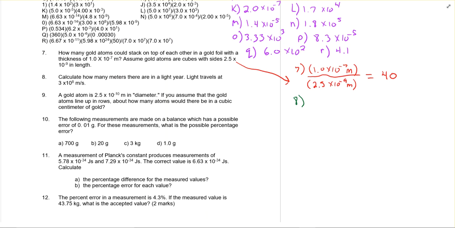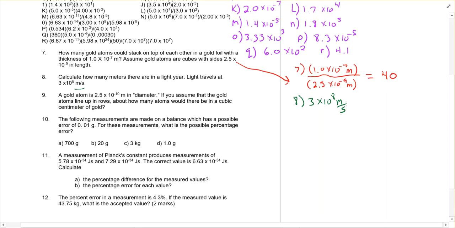Okay, so there's your answer for number 7. Number 8, I just want to help you get through this one. It says calculate how many meters there are in a light year, and that light travels at 3 times 10 to the 8 meters per second. So looking at units, this is saying that it travels this many meters every second. So we already know how many meters it goes in 1 second. If we were able to know how many seconds there were in a year, we just have to multiply by that, right?